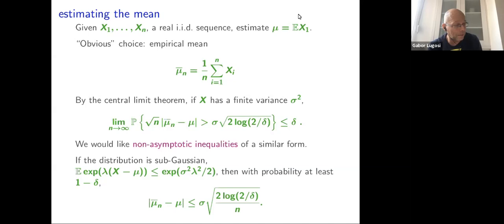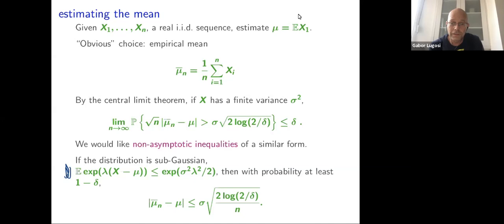For example, if the distribution is sub-Gaussian, which means that the moment generating function of the random variable, written here, sorry, I have to get used to drawing on the tablet, is bounded by the moment generating function of a normal random variable, then by simple Chernoff bounds we have a non-asymptotic version of the central limit theorem. So if the distribution is sub-Gaussian, then this inequality is true for every n.